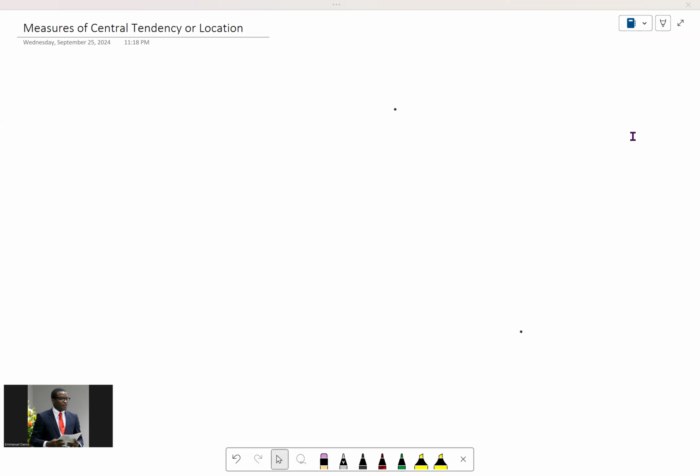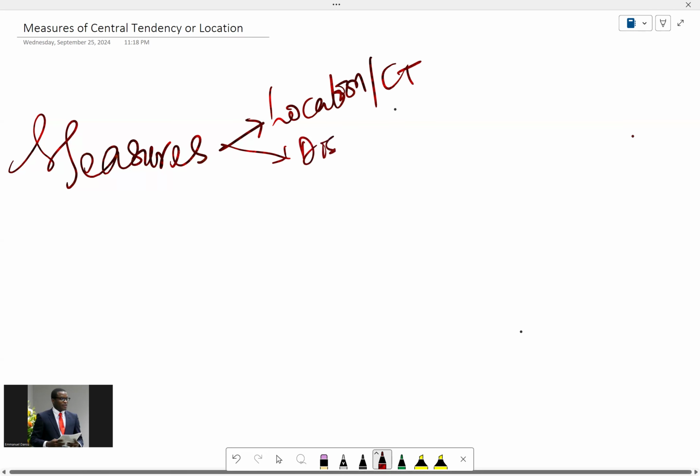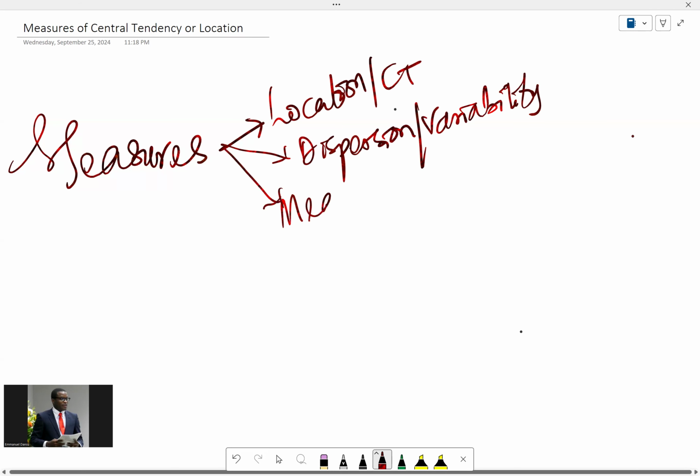Still on statistics, this video is about measures of central tendency or location. There are a couple of measures in statistics like that. The first one we're looking at today is measures of location or central tendency. Afterwards, we have measures of dispersion, or you can call them measures of variability.